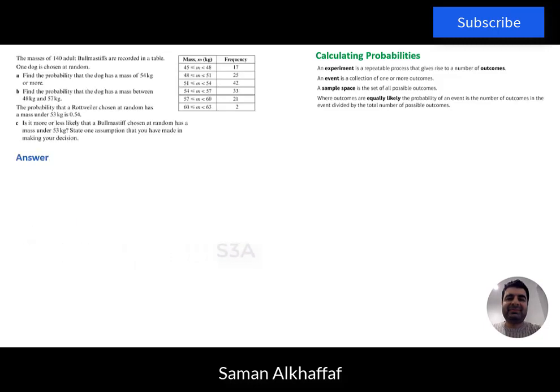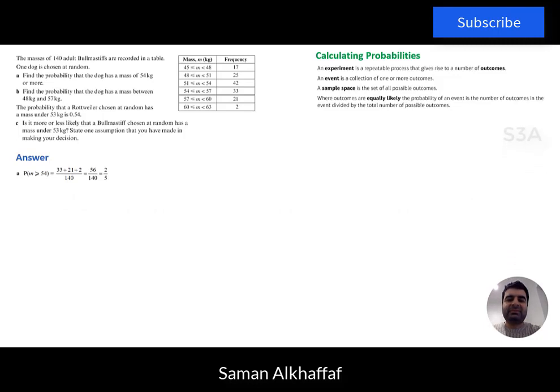In this example, the masses of 140 adult bull mastiffs are recorded in the table. 1 dog is chosen at random. For part A, find the probability that the dog has a mass of 54 kilograms or more. So in this scenario, we will start by looking at probability of lower than 54, bigger and equal to 54. So we can take the values of 54, which is 33. It's the 33 frequency is still considered within the 54, and we also have 21 and 2. So we add all these values, and we can see the total of the frequency, the addition of them will equate to 140. So when we simplify, that would give us 56 over 140, which can be simplified to 2 over 5.